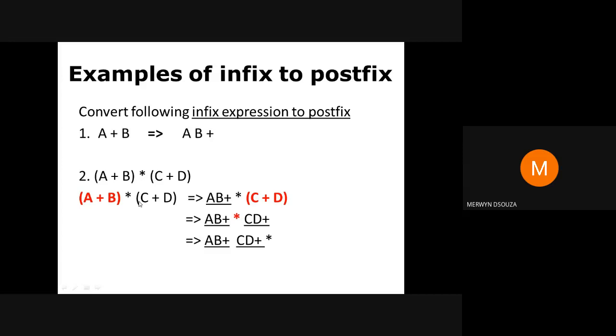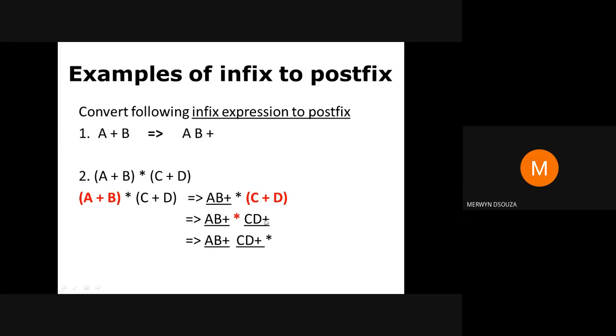Now, between multiply and the parenthesis, who has higher priority? You have to decide between these two. In maths we have learned that parentheses have higher priority. So we solve the next parenthesis, C plus D. Again I place it in postfix form.